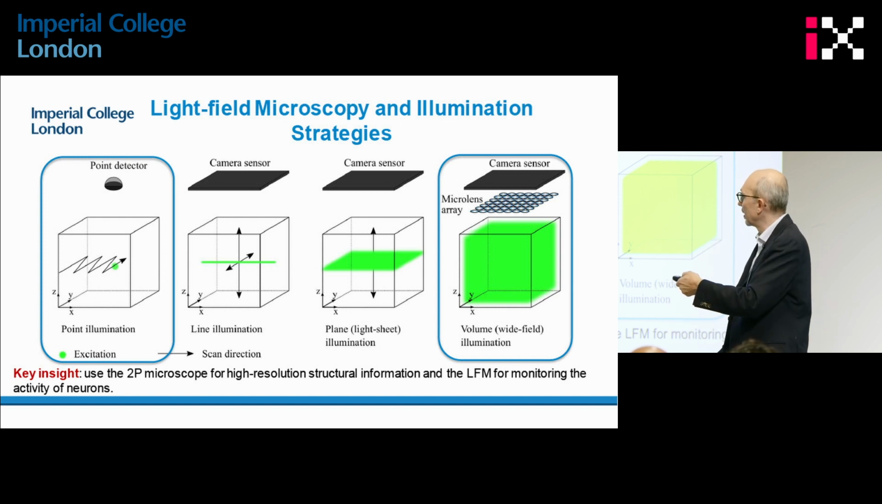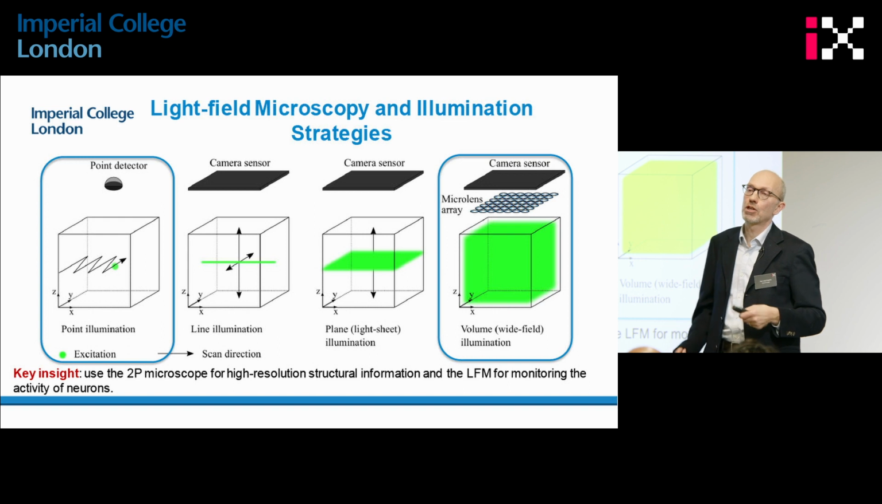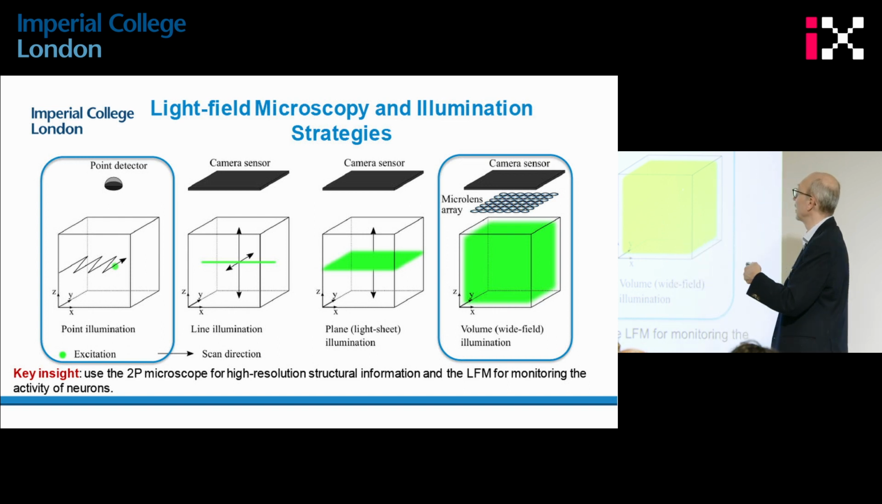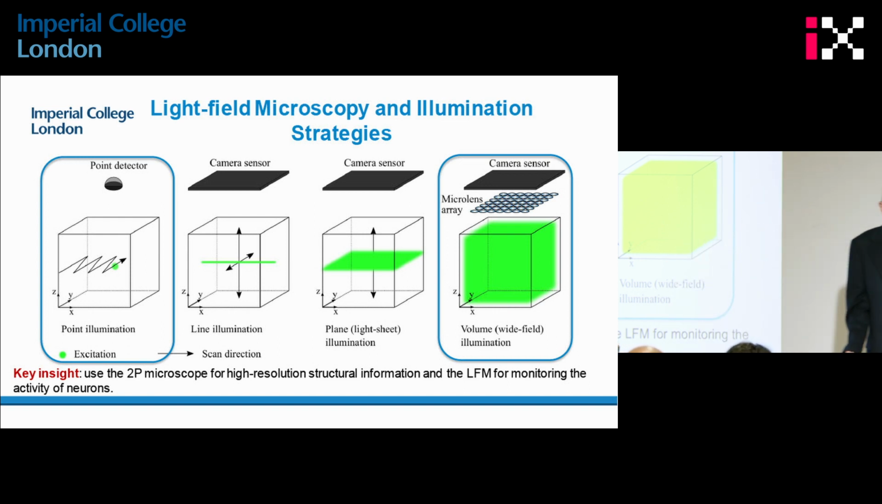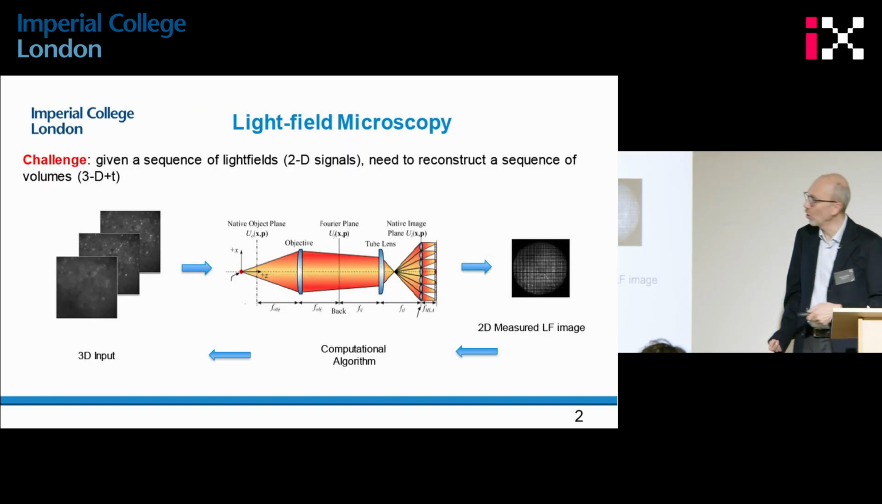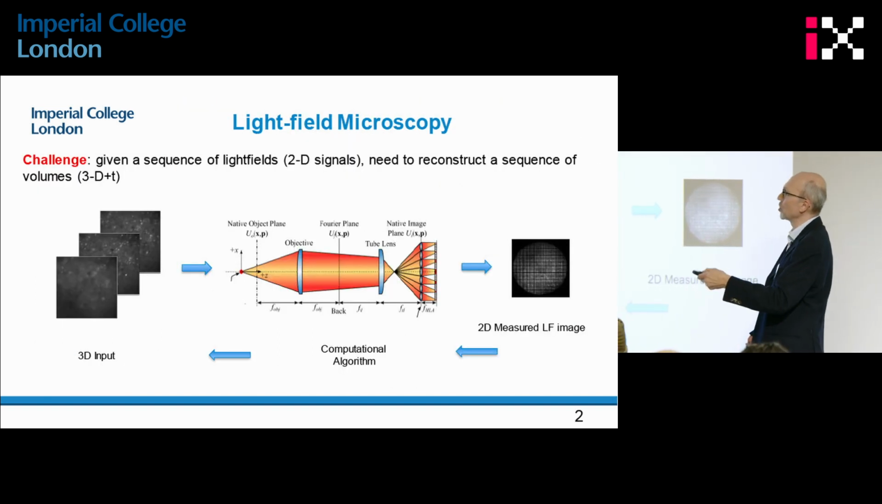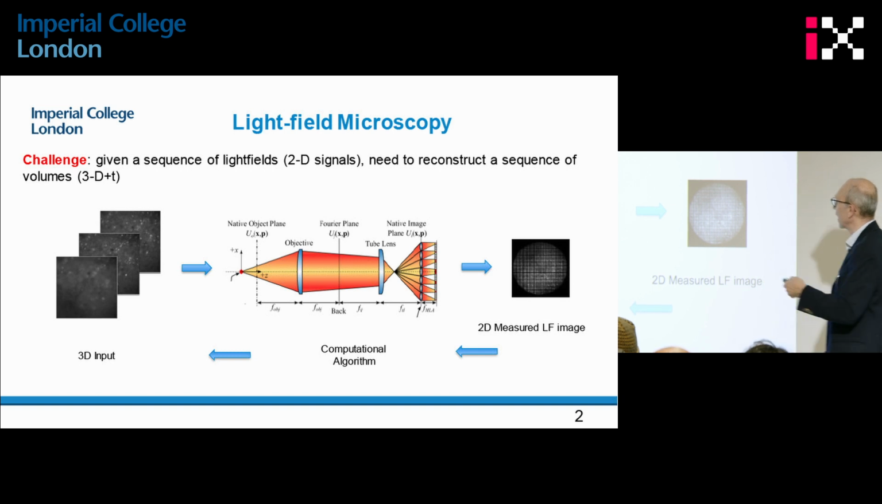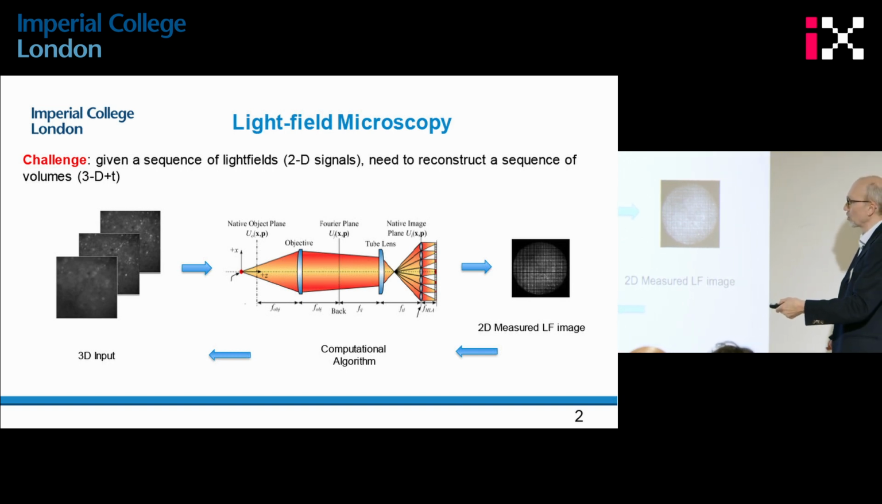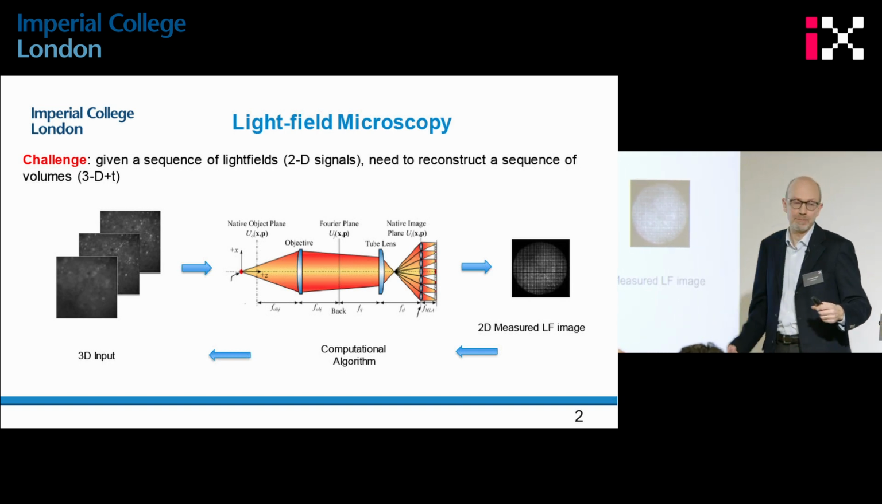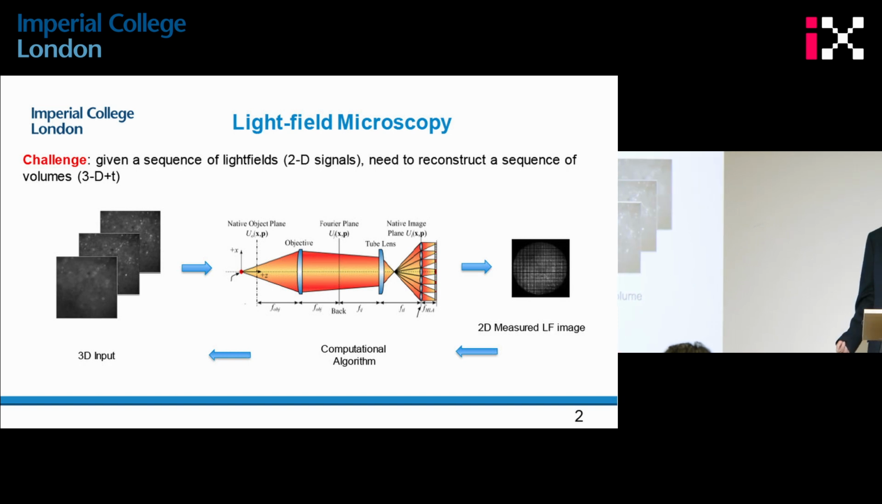So the hope is that we can use a little bit of this information to enhance our ability to reconstruct the 3D information here, okay? Okay, so the challenge now is that imagine you have your volume, you get a light field, now you need to use computational methods to reconstruct the volume, okay? And we're going to do that using machine learning.